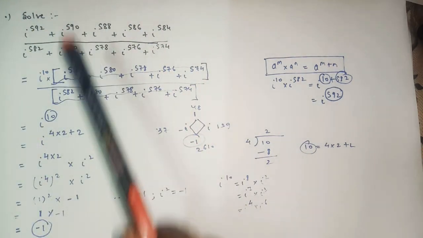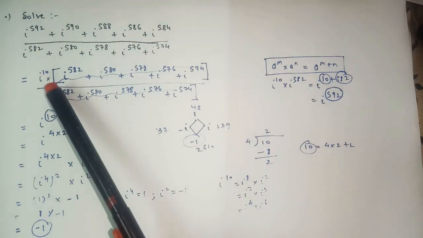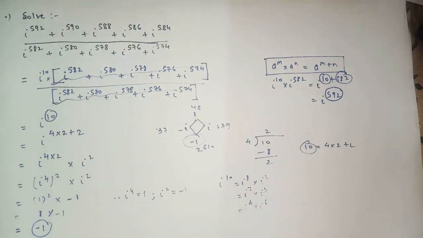So this was the technique, and the technique is very simple. If the difference is 20, you will take i raised to 20 as common. If the difference is 10, you will take i raised to 10 as common. Okay, understood? So let's check a few more examples.